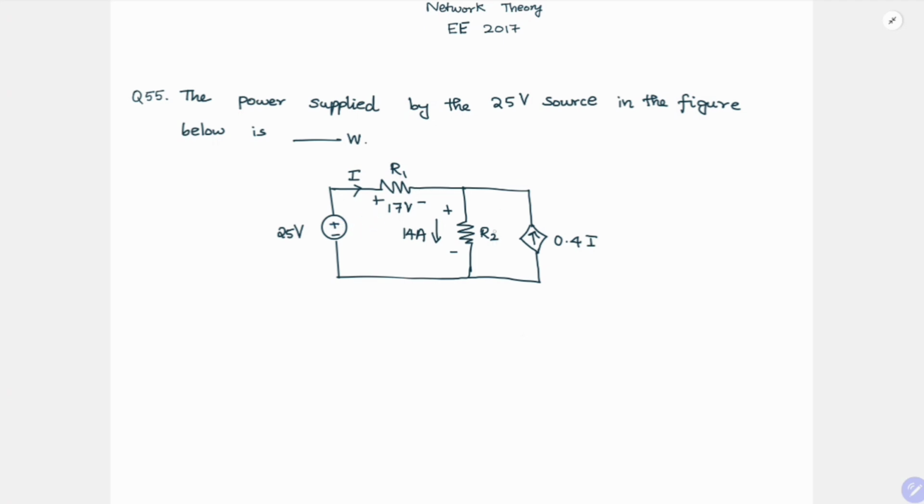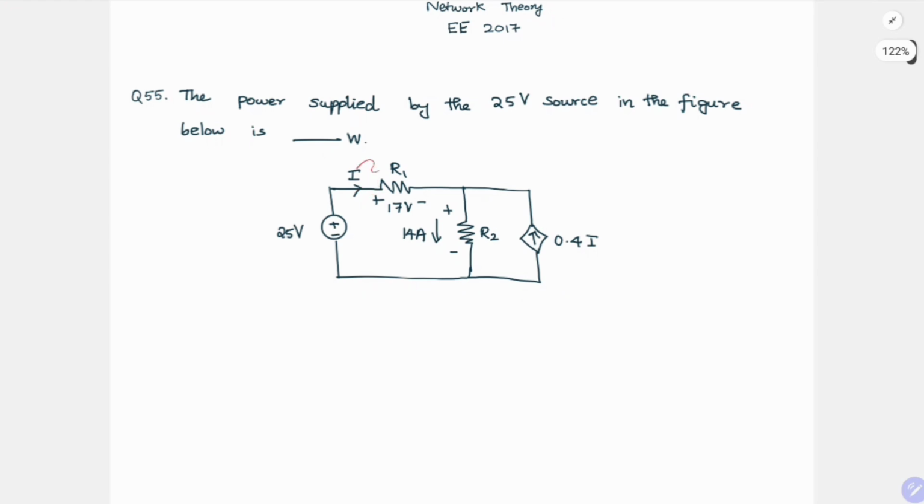And if you notice, the values of R1 and R2 have not been given, but they have mentioned the voltage and the current in R1 and R2 respectively. And here is a dependent current source. It is a current controlled current source of 0.4 I, and I is nothing but the current in this arm. So we need to find the power supplied by the 25 volt voltage source.